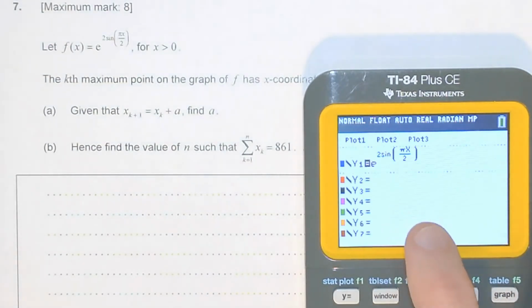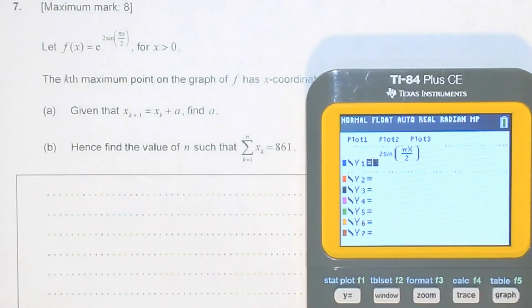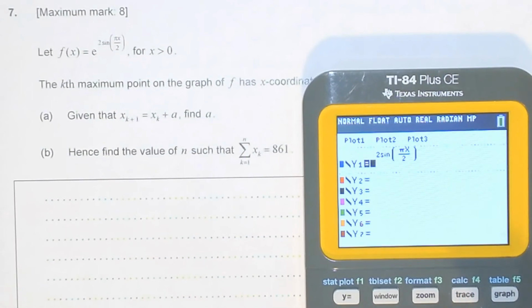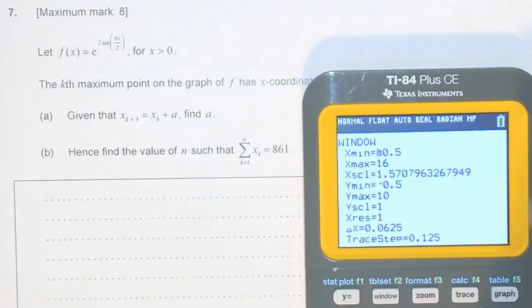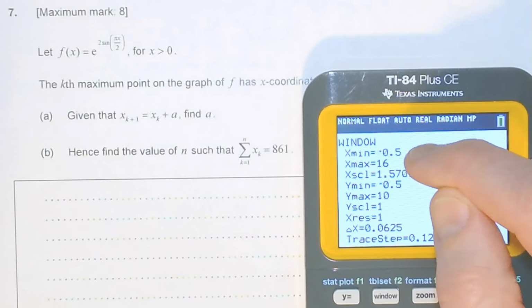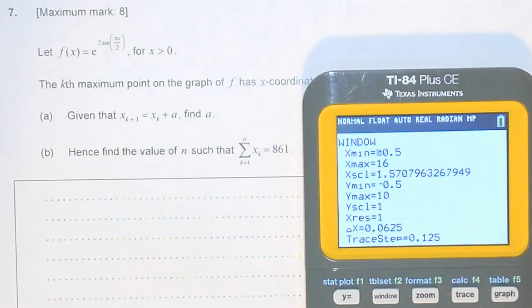So I typed in e to the 2 sine pi x over 2. I chose a window that I knew would work. In case you're wondering, here's what it is. I have my x going from 0 to 16. My y value, I think I'll have go from 0 to 10 is fine. And I'll hit graph.